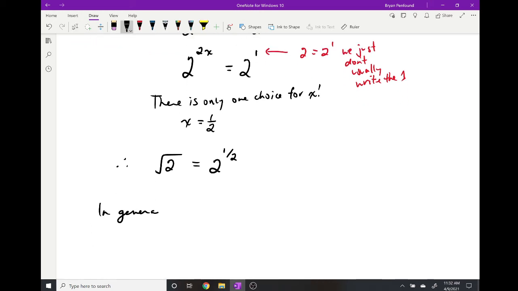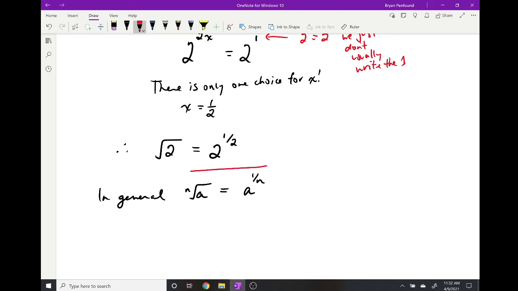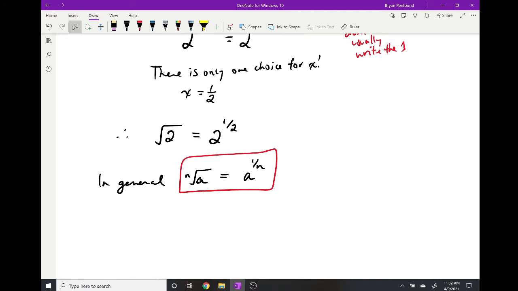In general, the nth root of a number can be thought of as a to the power of 1 over n. So that is true in general. And if I have a fractional power like this, we can interpret it in a couple of different ways. We could interpret it as a to the m under an nth root, or we could interpret it as the nth root of a, all to the power of m.